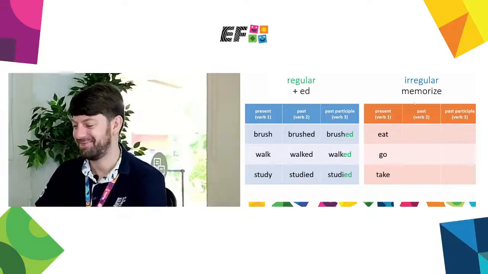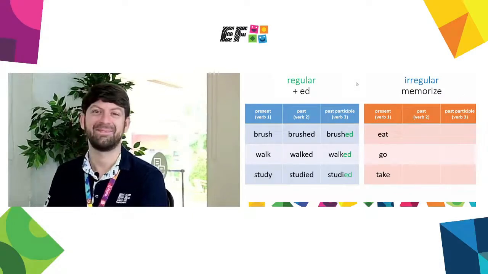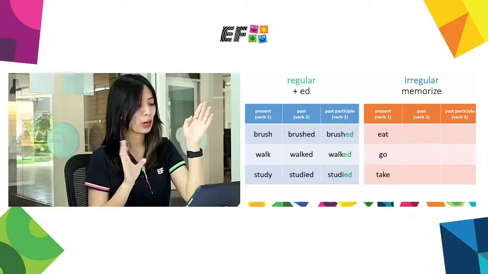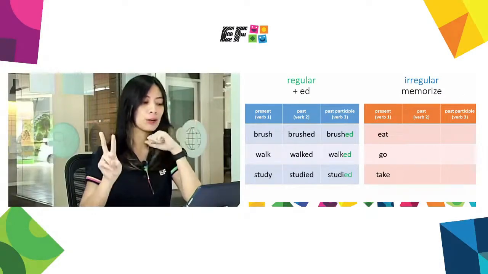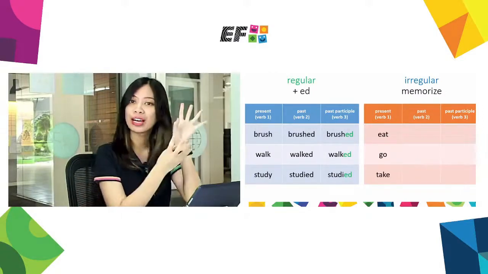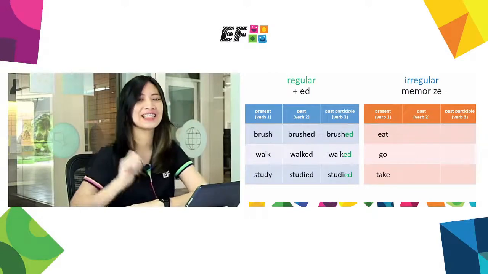Okay. Jadi bentuk regular, kalau seandainya teman-teman itu mau tahu verb 1, verb 2, dan verb 3, ternyata ada dua bentuk. Yang pertama adalah yang bentuk regular, tinggal nambahin ed aja di belakangnya.